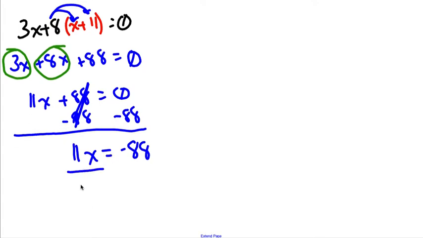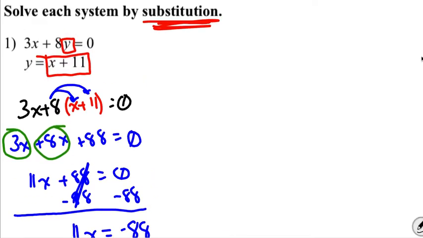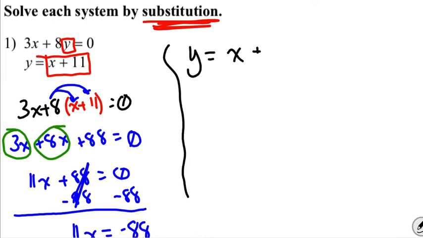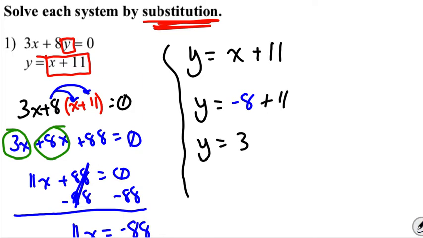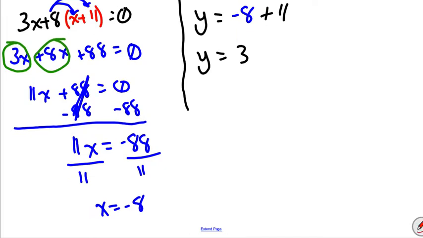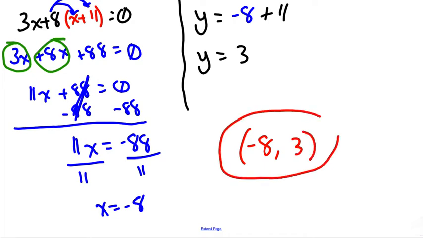Last thing we do here is we will divide both sides by 11, and I get x is equal to negative 8. But remember, we are not finished here. I'm going to take that negative 8, and I will come up to the original problem that is solved for y, and plug that in. x plus 11, y equals, I already know that x was negative 8. I will add 11 to that and get the y coordinate of 3. Remember, you must always write your answer as a point, x coordinate first, and then y coordinate. There you go, negative 8, 3, answer for number 1.